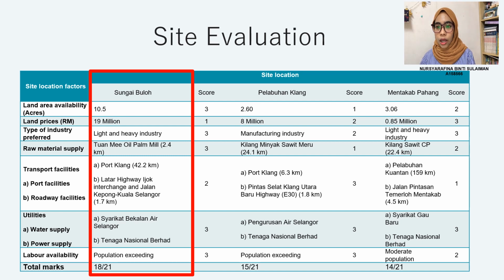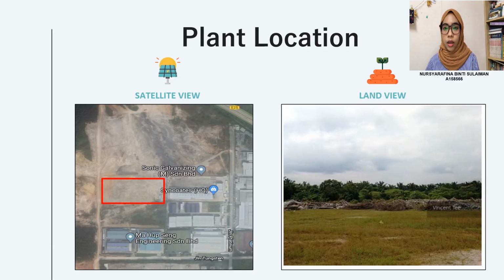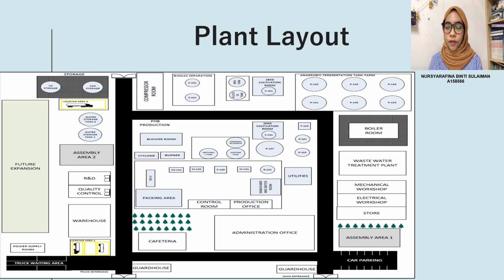Other than that, the land price of 19 million with land area of 10.5 acres is very reasonable. So this is the satellite view and the land view. For the plant layout, we will have the main process, which is the anaerobic fermentation, outdoor due to its large volume, and the PHB production at the center, followed by its downstream process indoor. And then we will have the hydrogen and carbon dioxide product underground due to its hazardous properties.